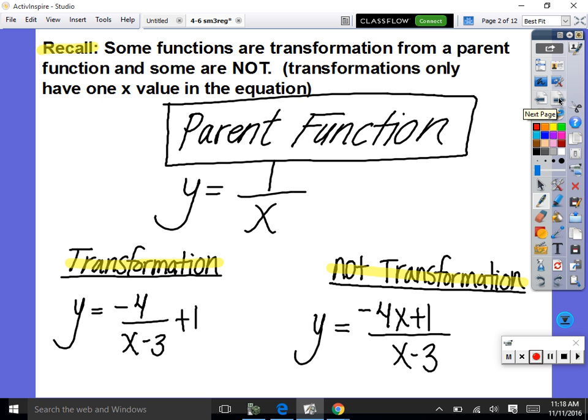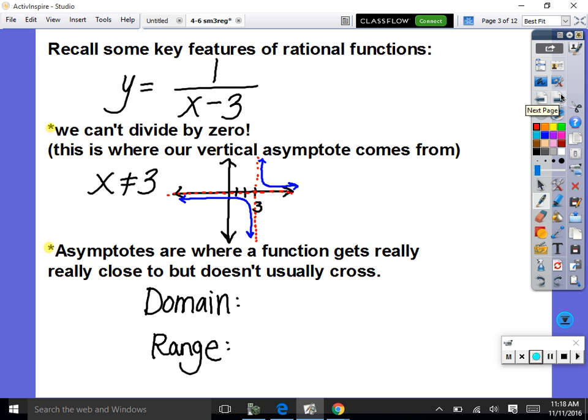So recall that some rational functions are a shift from the parent function, and some are not. We talked about this last time. So just look. This is our parent function. This would be a transformation from the parent function. That's what we learned how to graph last time. This is not a transformation from the parent function because there's 2 x's. Does everybody understand? You're going to graph those a little differently, but there's going to be a lot of similarities. So I just want to make sure that we're good. We're going to recall some key features that you're going to see again on the non-shifted rational.